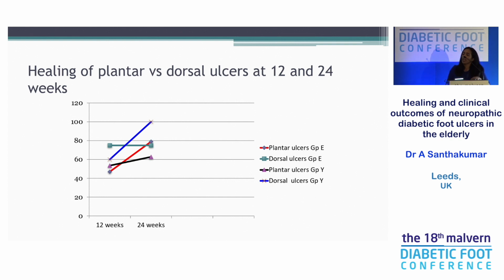So putting this together, I've gone for a bit of random choice of colors here, but the bottom 2 lines show the plantar ulcer healing, the orange being the elderly and the black being the younger population. You can see they have comparable proportion of healing at 24 weeks, and then they significantly diverge, and the elderly plantar ulcers appear to be healing in larger numbers.